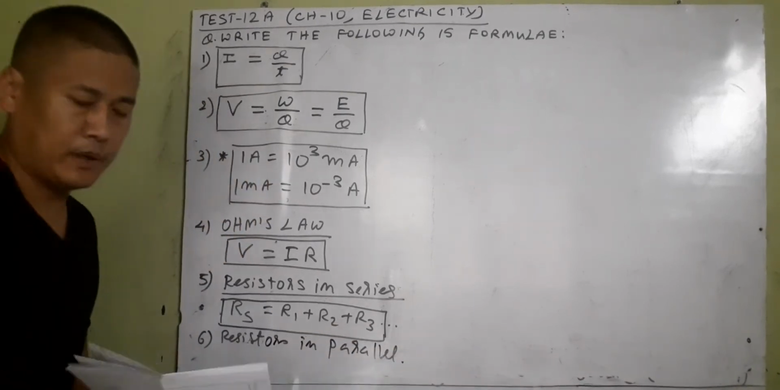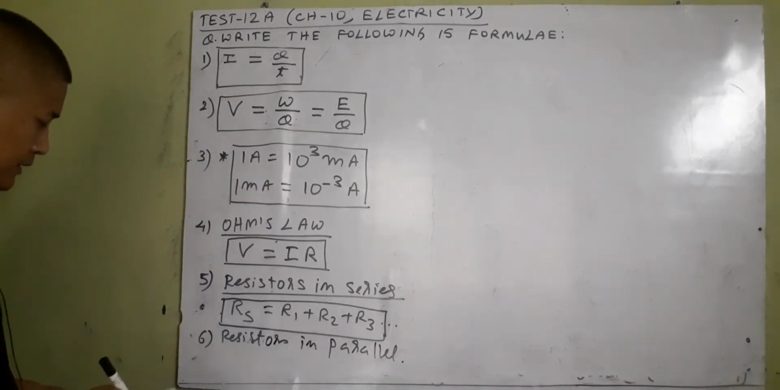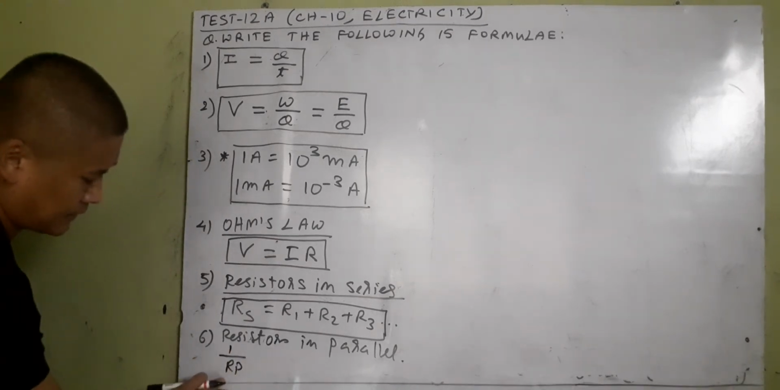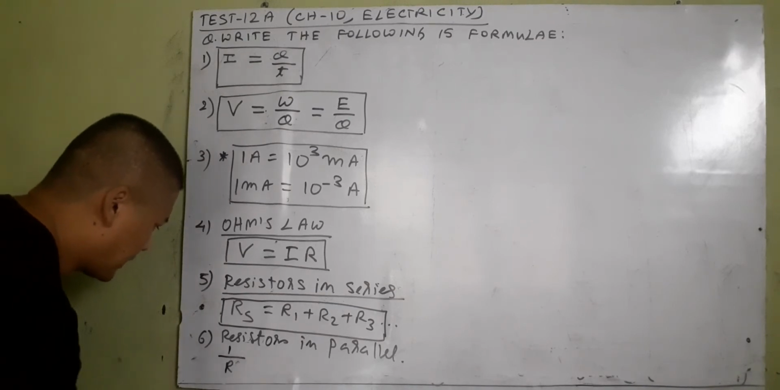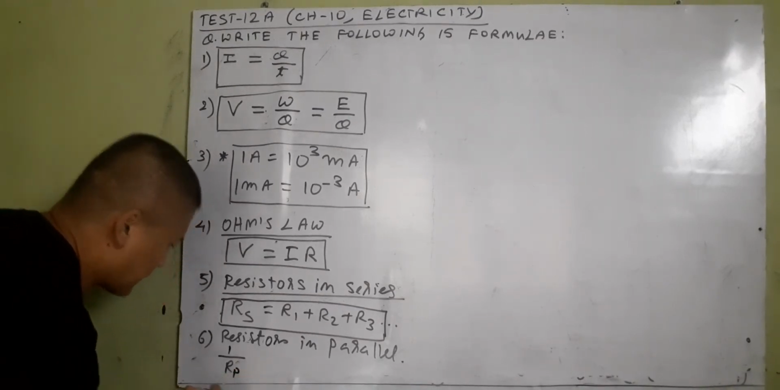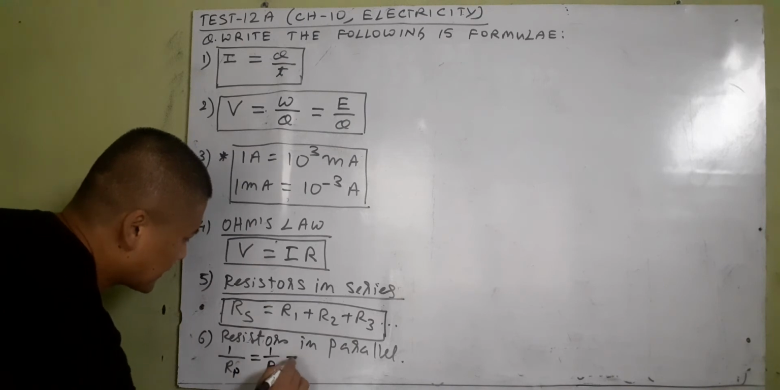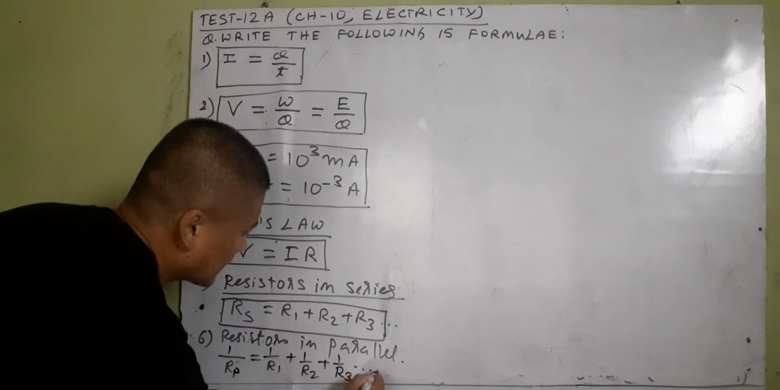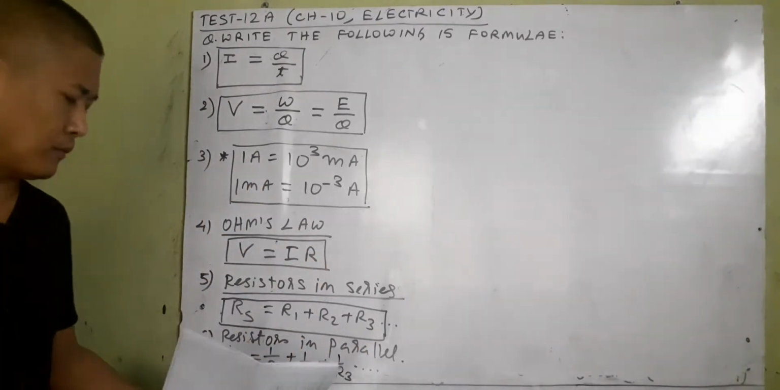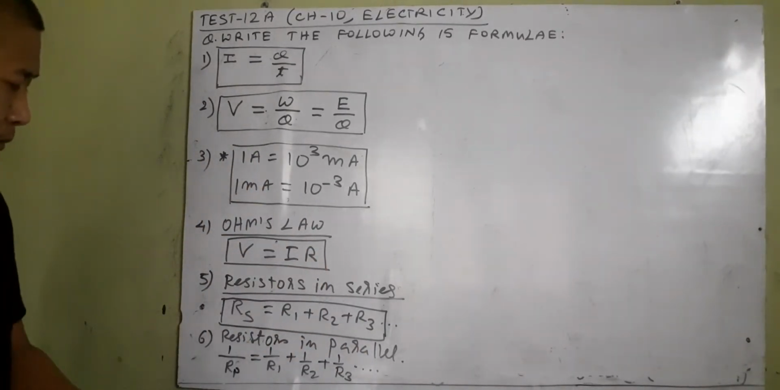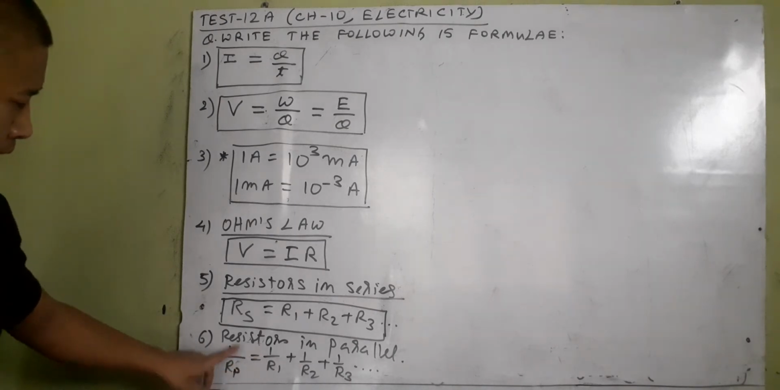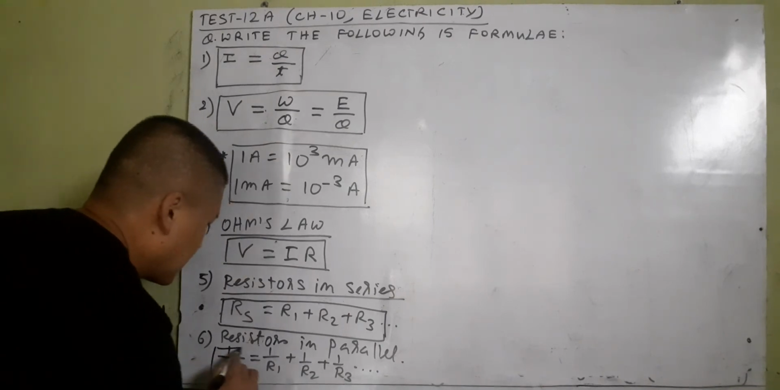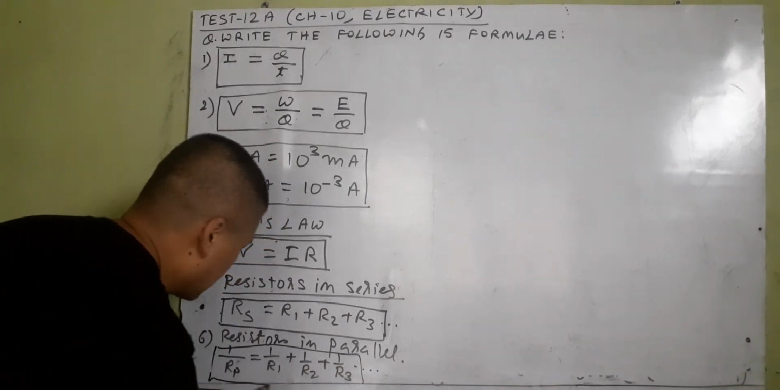Resistors in parallel. Now, when they are in parallel, the formula is the reciprocal of total. RP is the total resistance in parallel. 1/RP = 1/R1 + 1/R2 + 1/R3, etc. If there are more than 2 or 3, it goes like that. This is the formula for total resistance in parallel, as opposed to total resistance in series. So this is another box that you need to memorize. Box it.